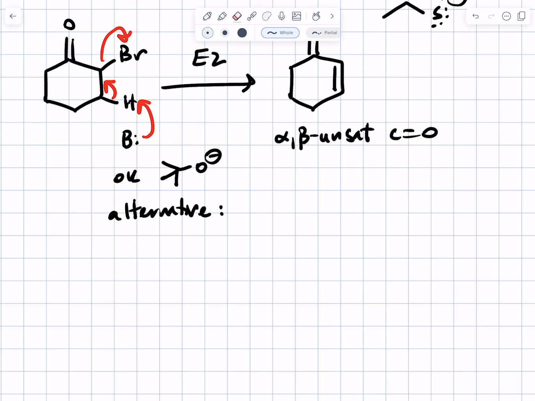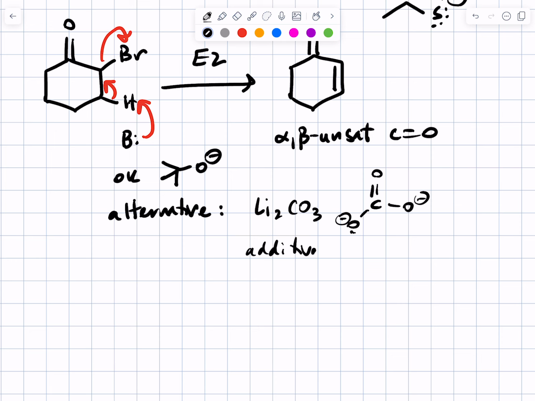So the conditions that your text will often use for this elimination reaction are to use lithium carbonate. Carbonate is a base that looks like this, and the negatively charged oxygen is the one that acts as the base. And then as an additive, you use lithium bromide, which is just a salt. So you have a base and then a related additive. Your text provides no explanation for why you need both of these things. I don't know whether it's empirical, if they just tried it until it worked or not. I can't tell you why they're adding lithium bromide, but you will need to recognize those.